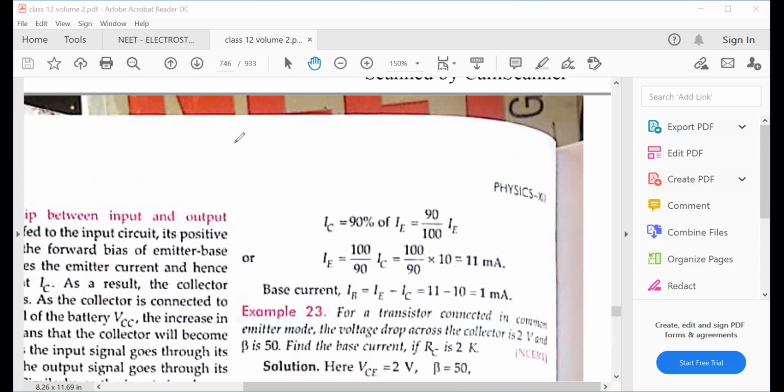So IC is equal to VC, that is 2, divided by RC, which is 2 kilo ohms, so 2 into 10 power 3. The 2 gets cancelled, so it is 10 power minus 3 amps. With respect to this, I need to find IB. IB is equal to IC by beta, so 10 power minus 3 divided by 50. The result is 20 into 10 power minus 6 amps. So this is your relation.